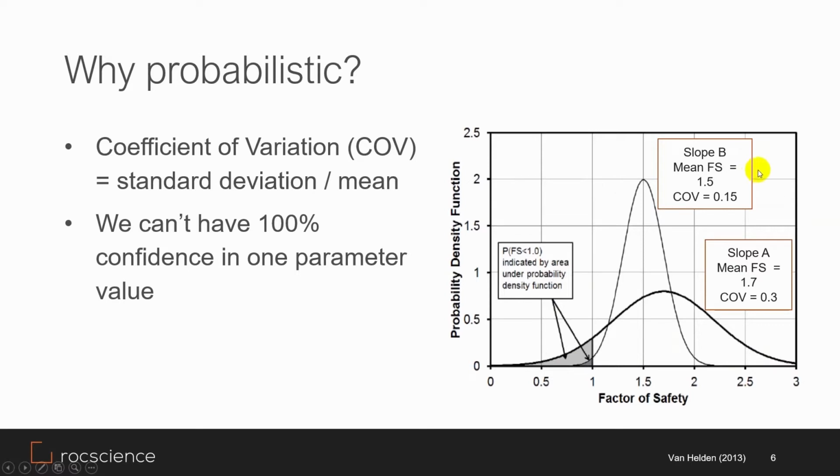And we can see that it's a coefficient of variation of 0.3 for slope A compared to slope B, which is 0.15. And so the probability of failure, which is defined as the area under the curve to the left of the factor of safety 1 line, this gray region, is larger for slope A than slope B. And so that means that even though slope A might have a higher FS, it actually has a higher chance of failing when compared to slope B.